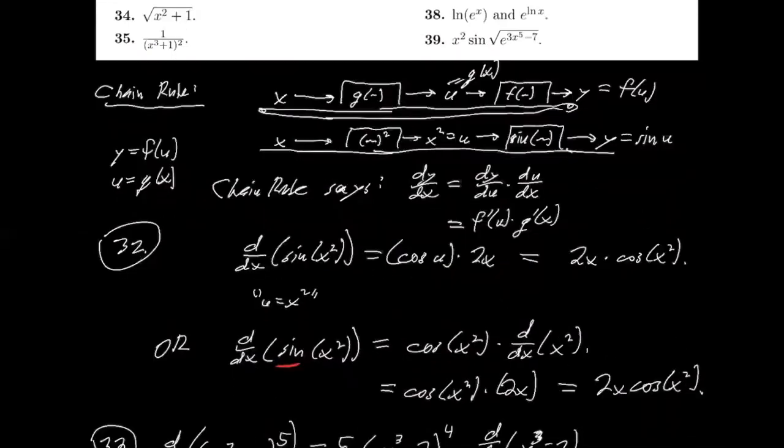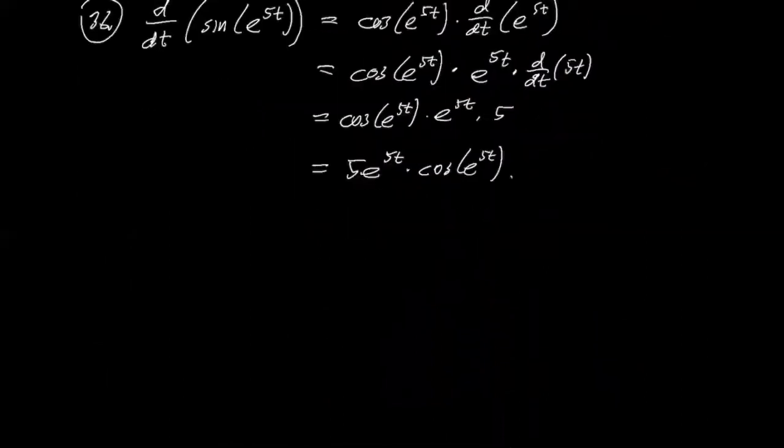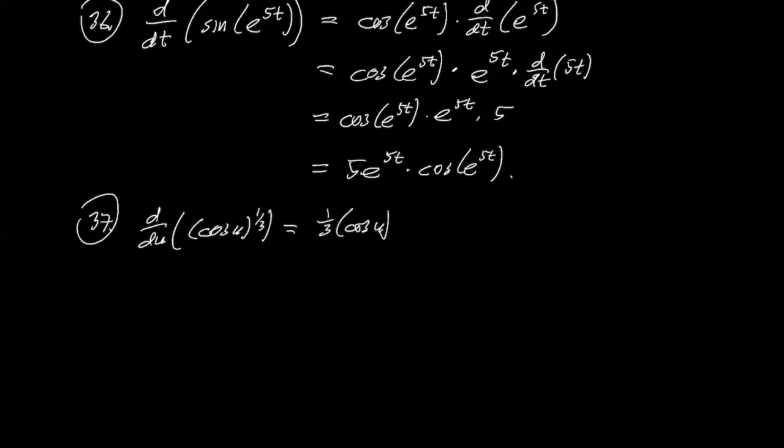37, cube root of cosine u. Not bad. Cube root d du, that's cosine u to the 1/3 power. So that's 1/3 cosine u. We differentiate the 1/3 power is the thing outside, right? So the 1/3 to the minus 2/3 times the derivative of cosine. Again, if I want to be careful, make sure I'm doing the right thing, I can always write this step first. And then that's 1/3 cosine u to the minus 2/3 times the derivative of cosine, which is minus sine.